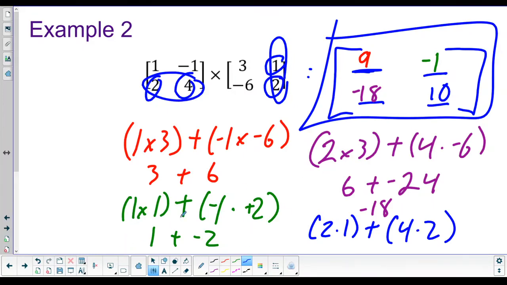All right, so it's not hard, right? It's just multiplying and adding. It's just you have to be really careful about which columns and which rows you're using, and make sure you're putting the results in the right spots.